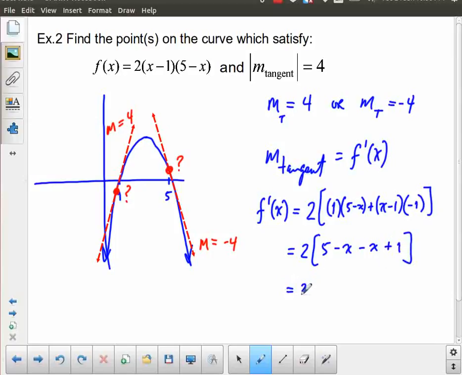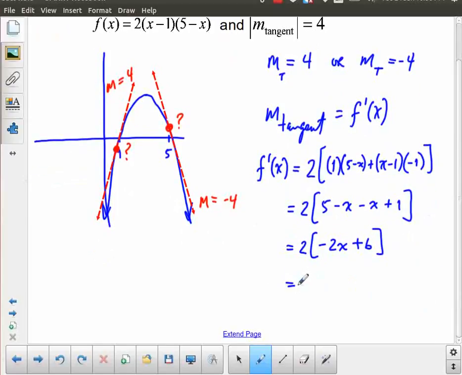And let's take an extra line to do this. So I end up with negative 2x, and then 5 plus 1 is equal to 6. And so overall, I end up with negative 4x plus 12. And that is my f prime of x. But that's also the slope of the tangent line.